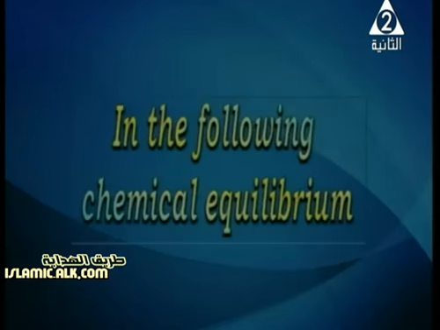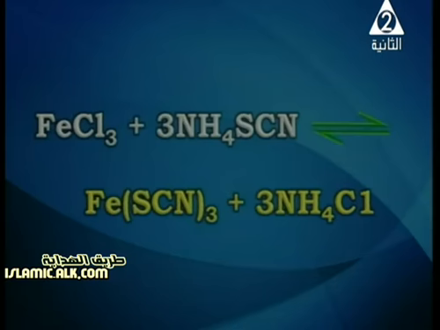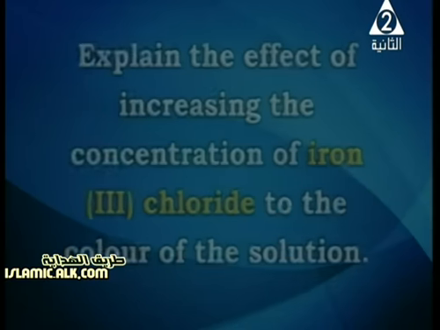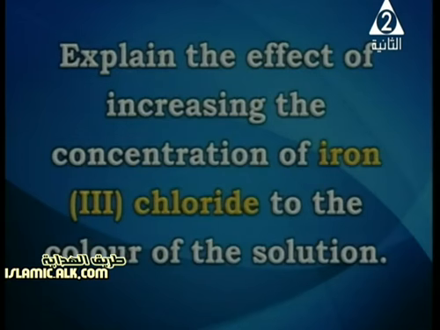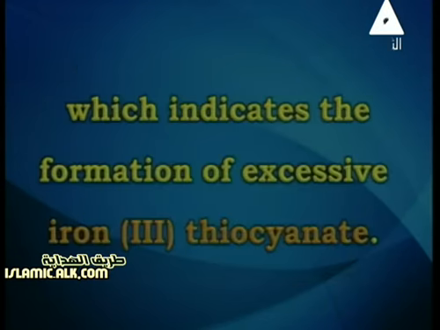Next type of question, my dear student. In the following equilibrium reaction, iron 3 chloride plus ammonium thiocyanate gives iron 3 thiocyanate and ammonium chloride. Explain the effect of increasing the concentration of iron 3 chloride on the color of the solution. The answer: if excess iron 3 chloride is added, the red color of the solution increases, which indicates the formation of excess iron 3 thiocyanate.